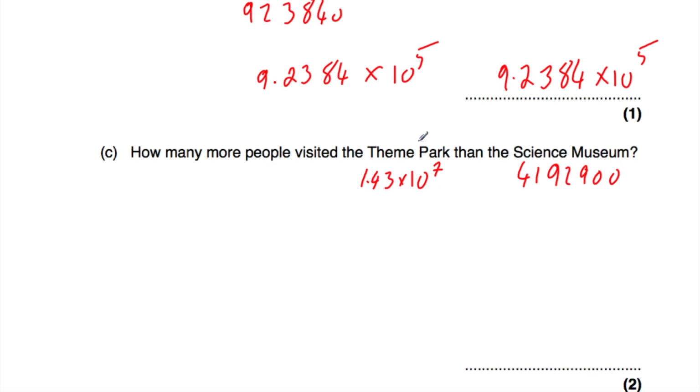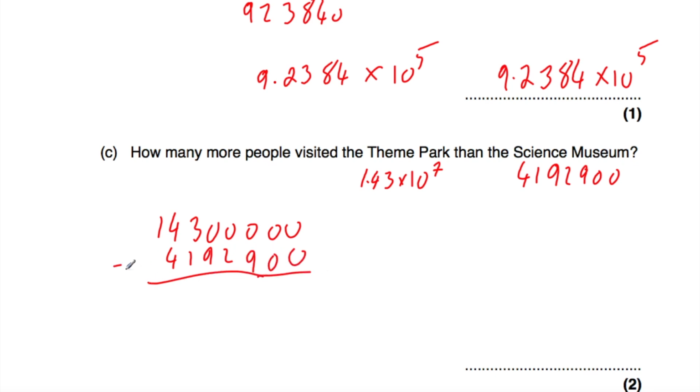Now we've already written this as an ordinary number. It was 14,300,000. So let's write it out again. 14,300,000. Take away 4,192,900. And when we take them away, that'll be how many more people visited the theme park than the Science Museum. So let's do that.